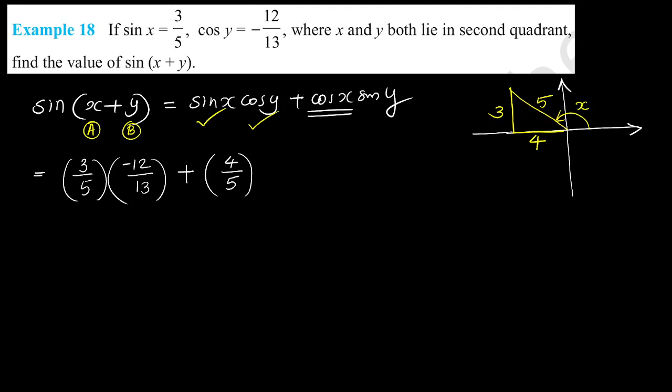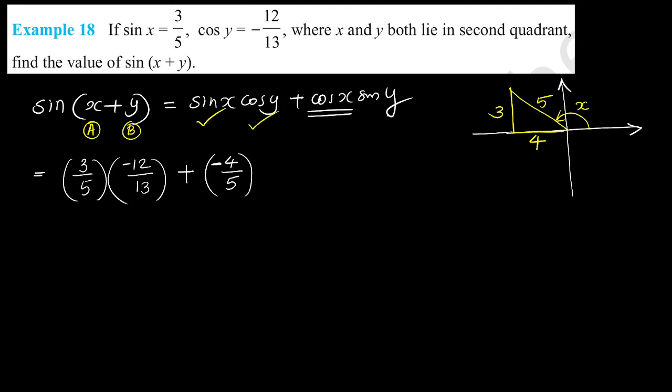I will clarify all your doubts, but let me finish it first. So cos x is adjacent side by hypotenuse, 4 by 5. Don't forget to put the negative sign. Second quadrant, cos theta is negative.